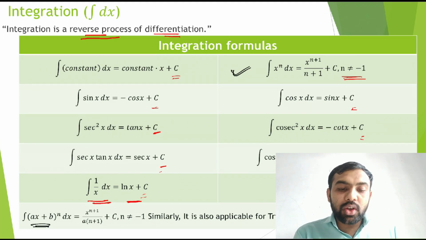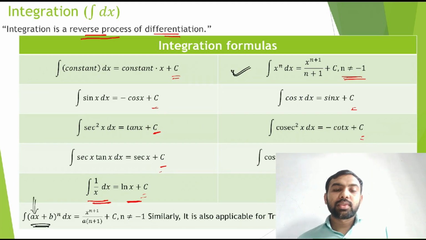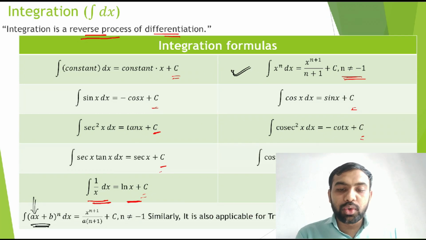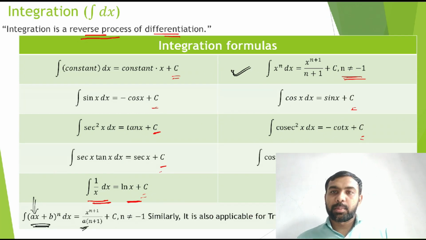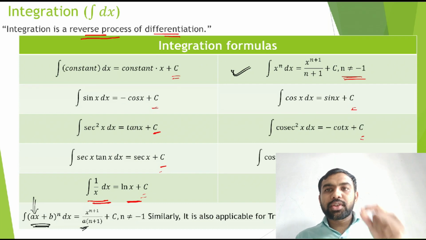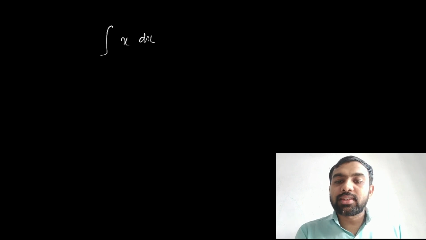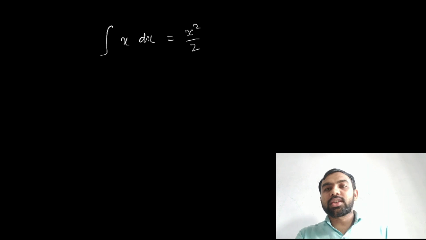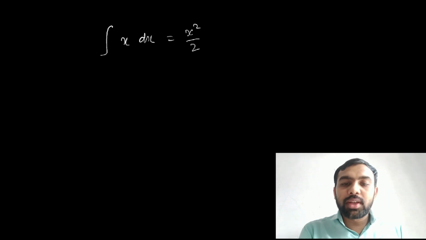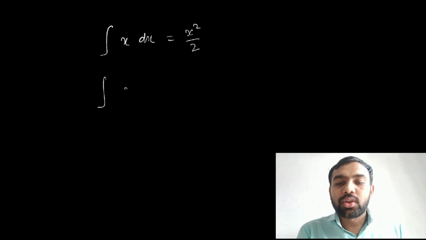But here, whatever the coefficient of x is, you put it in the denominator, c upon a. Whatever the coefficient of x is, you just put in the denominator. For example, if you integrate x dx, you get the answer x square upon 2. We solved this problem just before. But if it is 2x plus 5, let's consider this example.